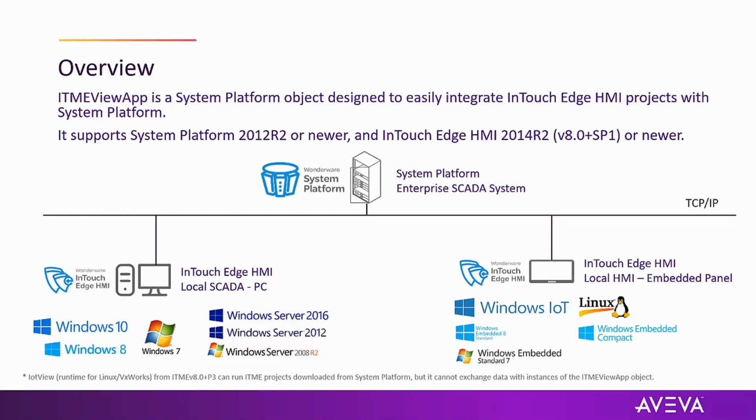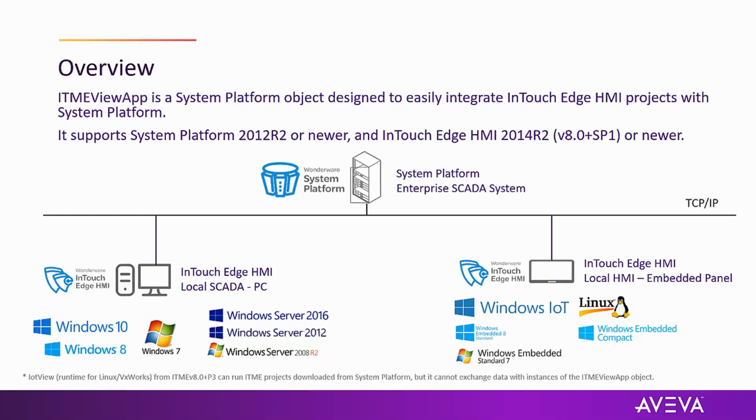This is the main architecture. The whole idea is that you have one station running System Platform and one or multiple stations running InTouch Edge HMI, and somehow you want to share information, tag values, alarm status between the InTouch Edge HMI runtime stations and the System Platform Enterprise SCADA system.